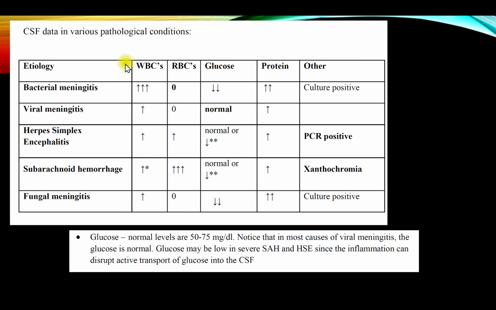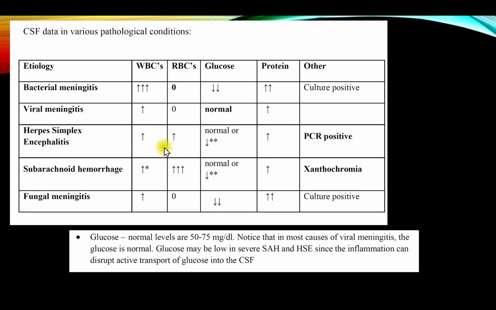We want to know the white blood cells, we want to know the red blood cells, we want to know the glucose, we also measure protein, and we can do other things. So for herpes simplex encephalitis, we do what's called PCR testing, more on that later, and that's how we can just confirm the diagnosis of herpes simplex encephalitis.